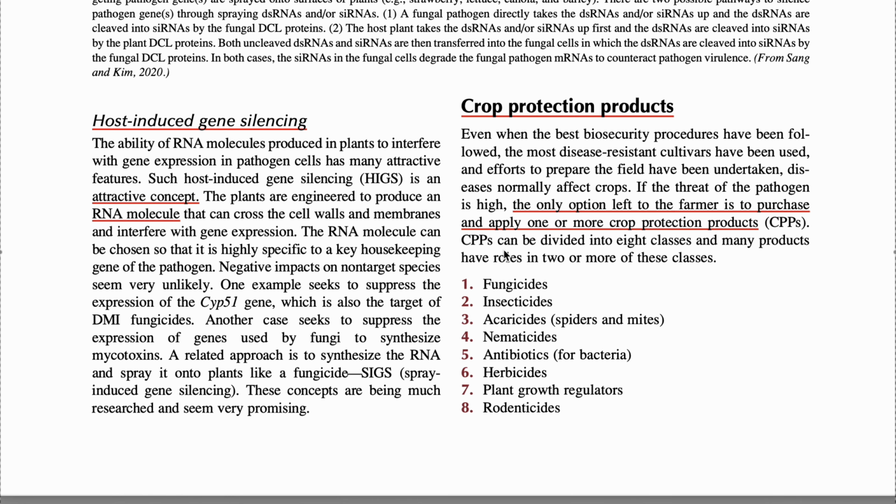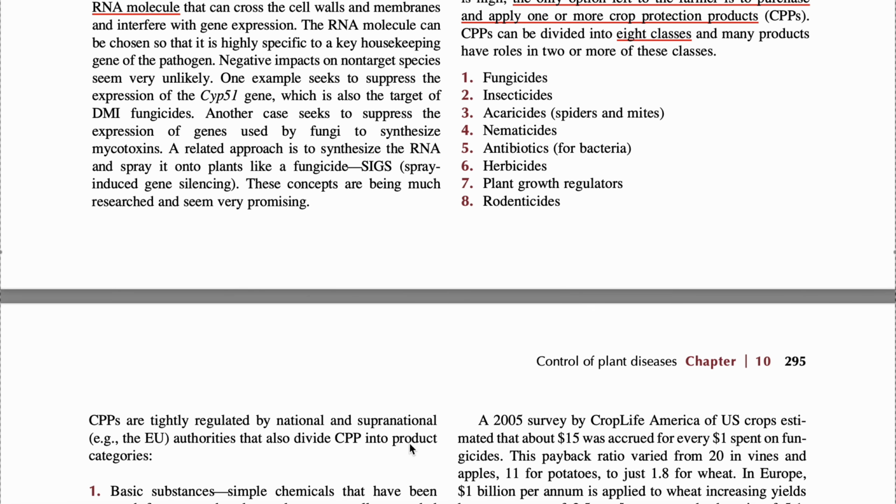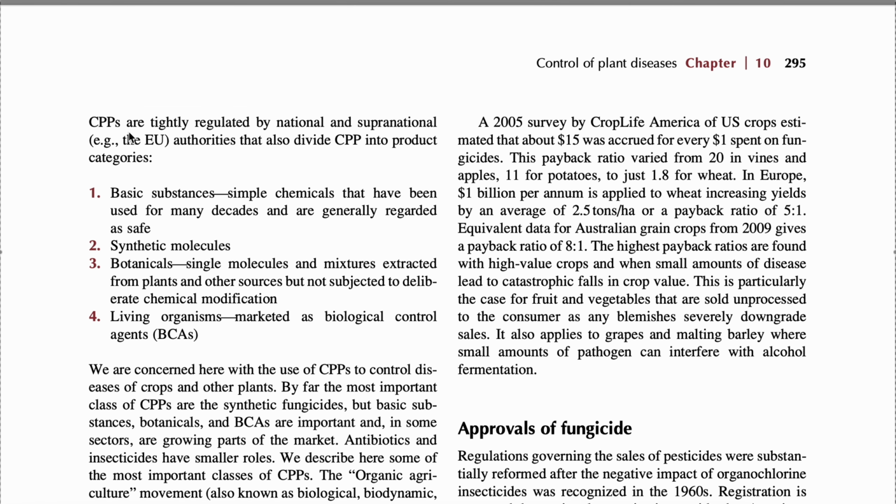So CPPs can be divided into 8 classes and many products have roles in 2 or more of these classes. So what are those 8 classes? Fungicides, insecticides, acaricides. Acaricides means the chemicals that kill mites and spider mites. Nematicides kill nematodes. Antibiotics for bacteria, herbicides for herbs, plant growth regulators, and rodenticides that kill rodents, rats and all.